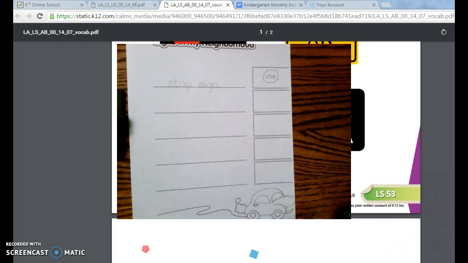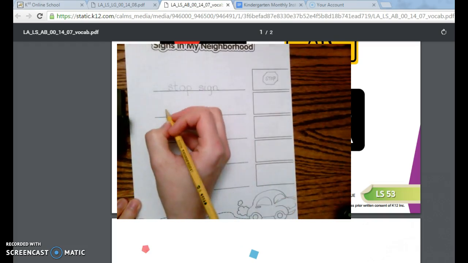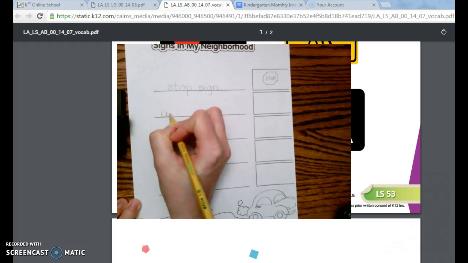All right, now the second one I want to write about, and I liked this sign, was the arrow. So let's sound out the word arrow. So I hear air, I hear a, error.